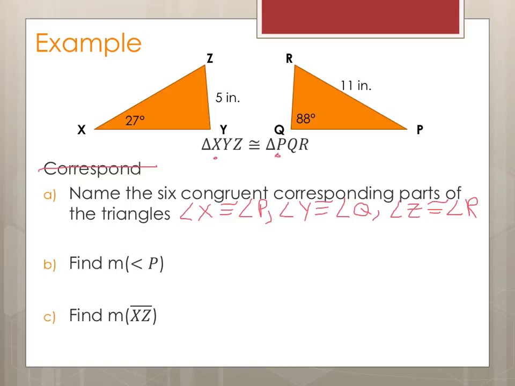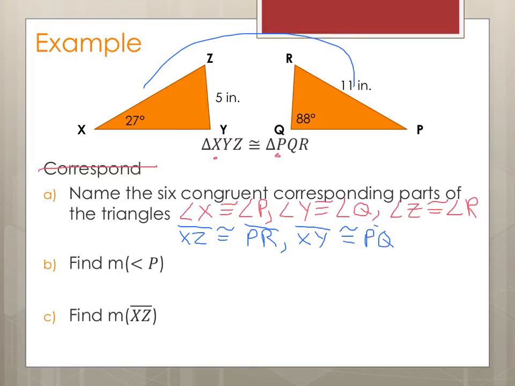Let's do the edges next. We'll start with what's almost a hypotenuse of these triangles, or the long side. XZ will be congruent to PR. The bottoms, XY, is congruent to PQ. And then lastly, YZ is congruent to QR.